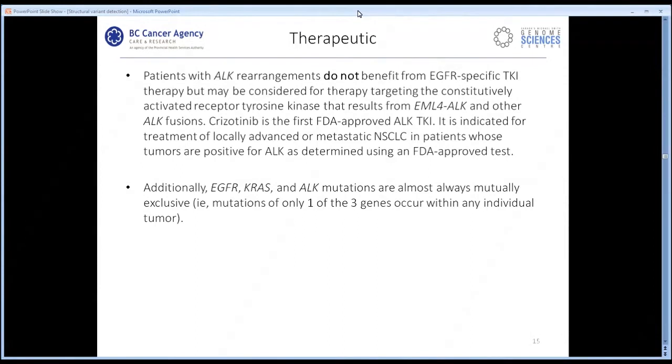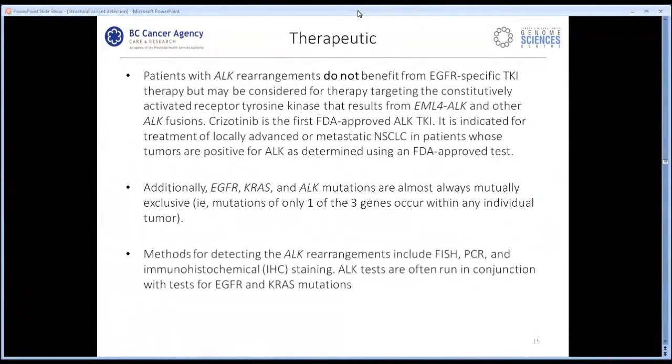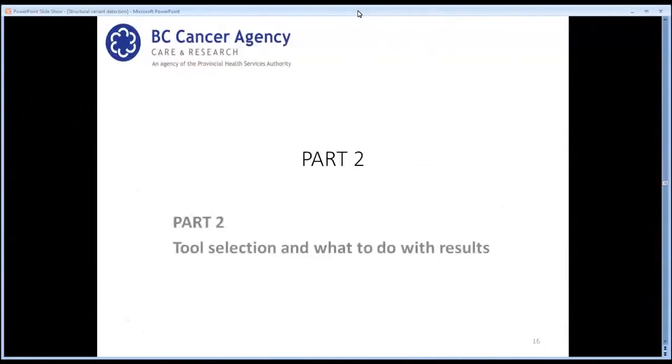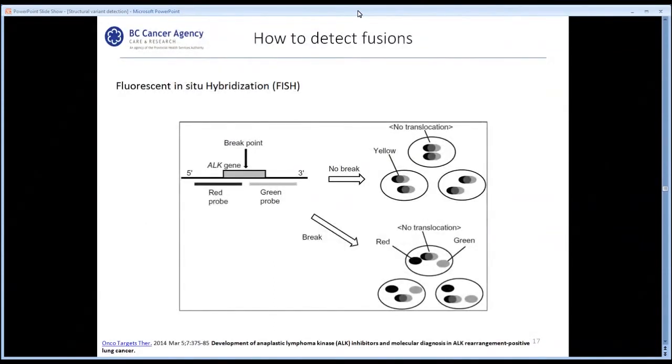The presence of this ALK fusion is also mutually exclusive with other mutations that are normally found in lung cancer. And the methods for detecting the ALK rearrangement are often run in conjunction with tests for EGFR and KRAS mutation, just to molecularly identify everything that could possibly be driving the cancer in these particular patients. So as I said, it's very important to identify this particular gene fusion because these patients would be given crizotinib and are resistant to standard therapy. So in part 2, I'm going to look at bioinformatic tool selection and what you might be able to do with the results once you've identified some gene fusions.